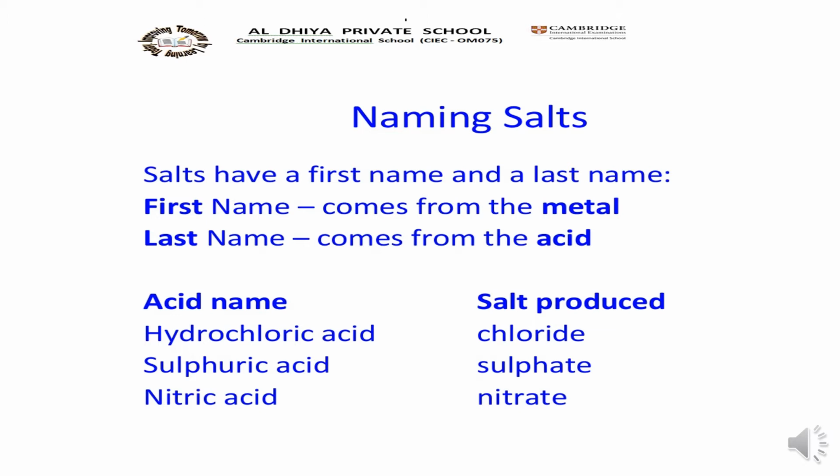For example, calcium sulfate. Calcium sulfate is a salt that is used to make blackboard chalk. Sodium chloride is also a salt. It is used to preserve food, as a table salt, or to flavor food. Then ammonium nitrate is used as a fertilizer to help crops grow well.